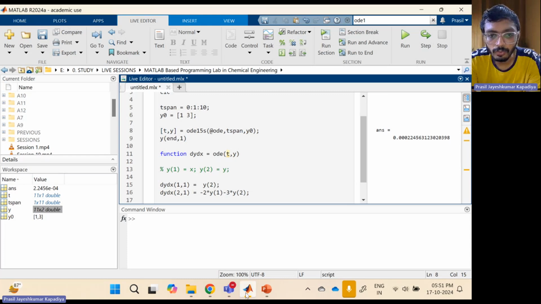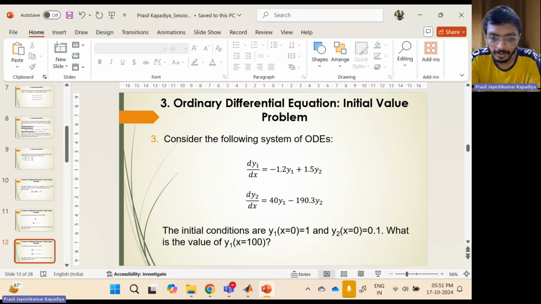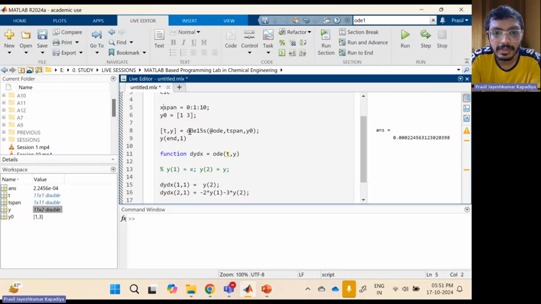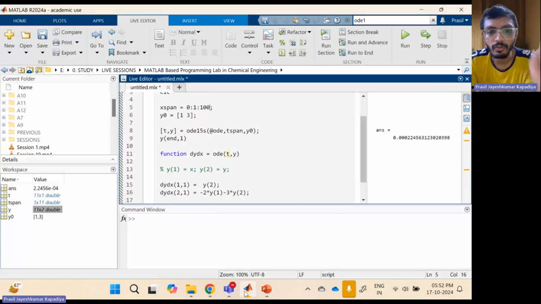So what we can do here, instead of t it is x. So let's write xspan with 100. So my last entry should be from 0 to 100. And what is my initial condition? For the first variable it is 1 and for the second variable it is 0.1. Okay, here it won't change anything. I can write x comma y.